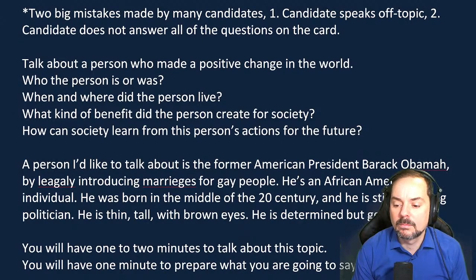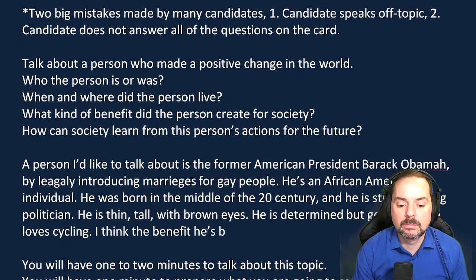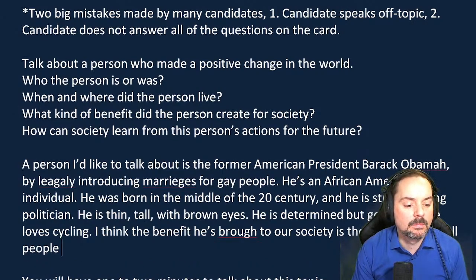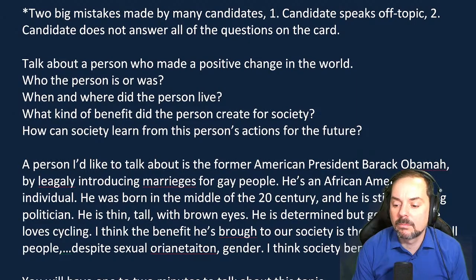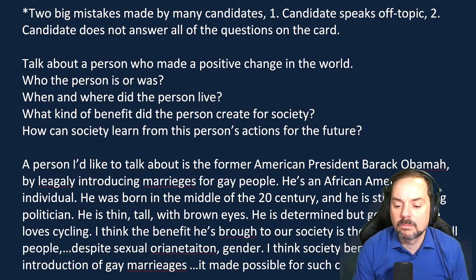I believe that the benefit he brought to our society is acceptance of every people and embracing diversity despite sexual orientation, preferences, genders, and such. I think that society benefited from his introduction of gay marriages, as it simplified lots of legal procedures. It made it possible for such couples to adopt children, and thousands of them found a home. Also, it eliminated stigma that used to be on gay people. Society can learn from his actions.